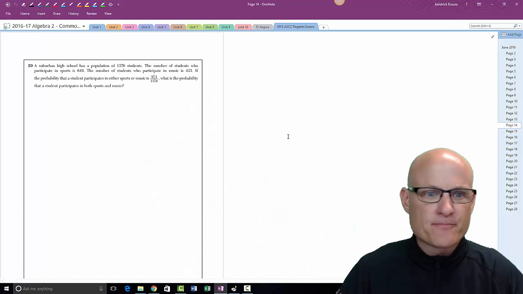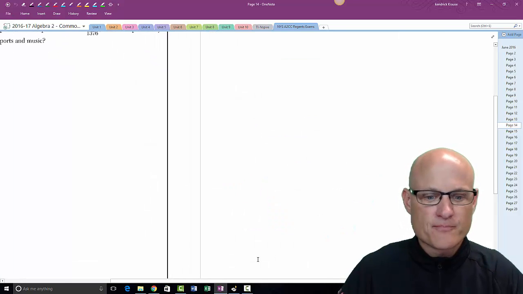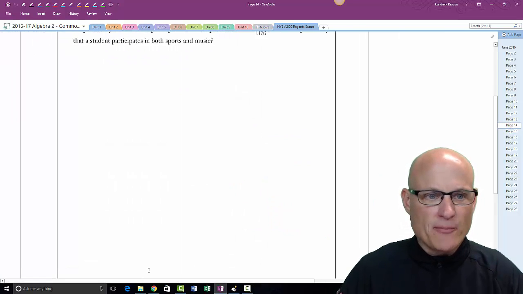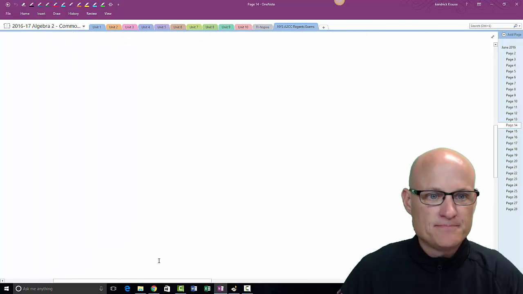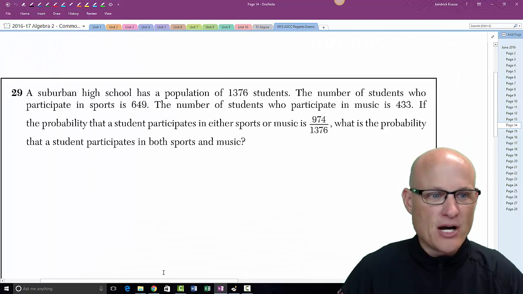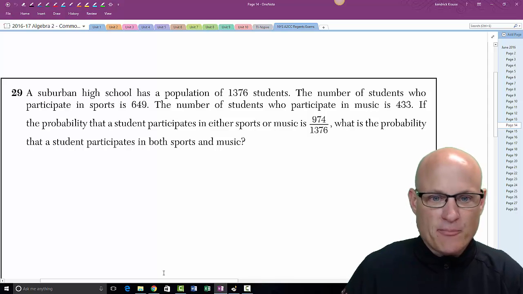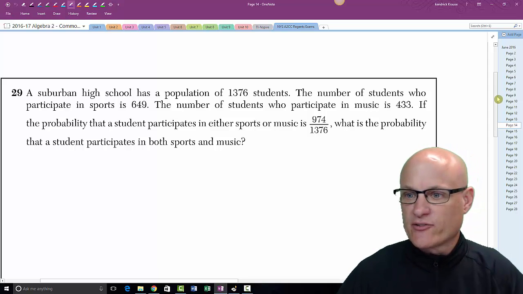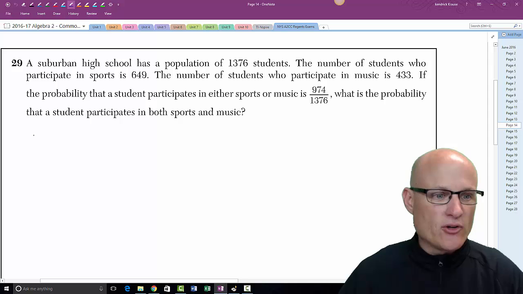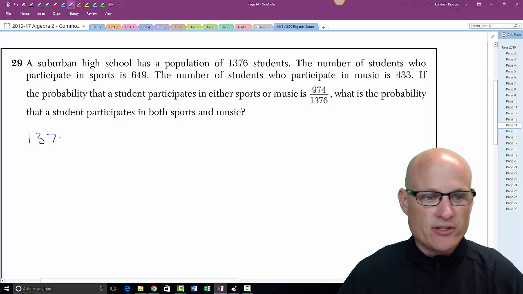Let's go to 14. So hopefully you learned something about probability. All right. So a suburban high school has a population of 1,376 students. So there's 1,376 students.